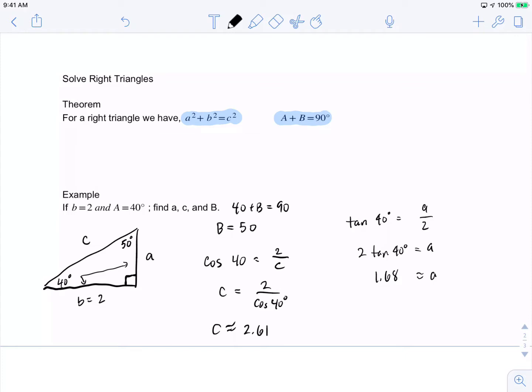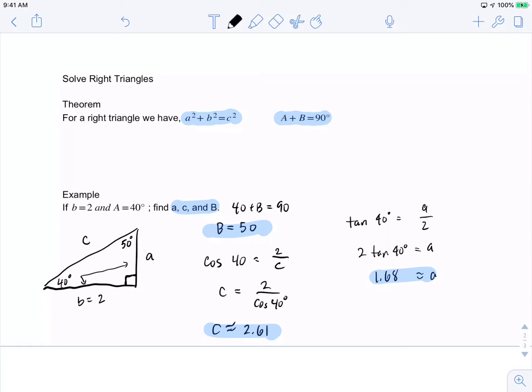So we saw that we found A, C, and B, which were the things that we were looking for in this problem. Again, SOHCAHTOA is so very helpful.